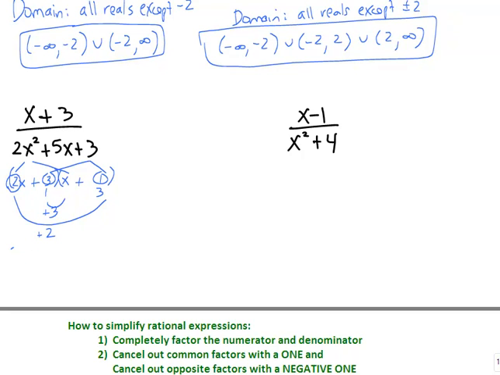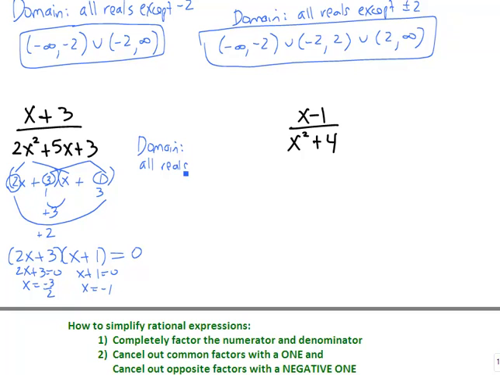So the denominator does factor into 2x plus 3 times x plus 1. Now that we have the denominator factored, we're going to set it to 0 and set each factor to 0. So 2x plus 3 equals 0 at negative 3 halves, and x plus 1 equals 0 at negative 1. So our domain would be all reals except negative 3 halves and negative 1.